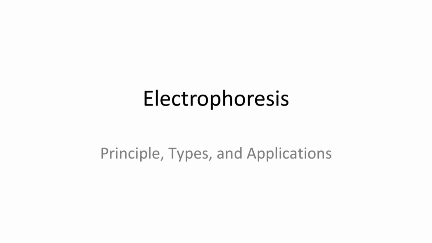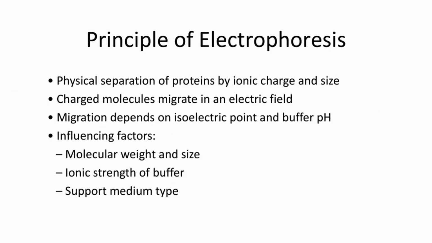Electrophoresis is a laboratory technique used to physically separate proteins and other molecules based on their ionic charge and molecular size. The principle is that when molecules are placed in an electrical field, they migrate depending on their charge. The direction and distance of movement depend on the molecule's isoelectric point and the pH of the buffer. The rate of migration is further influenced by molecular weight and size, the ionic strength of the buffer, and the type of support medium used.